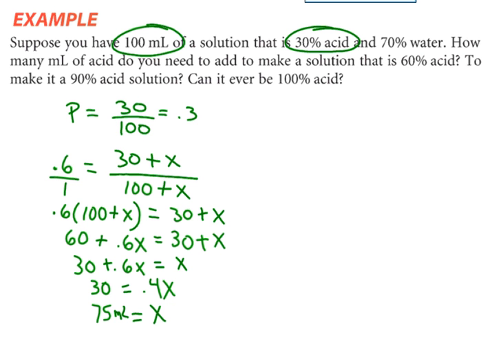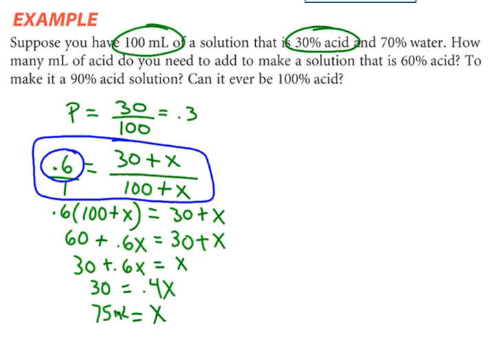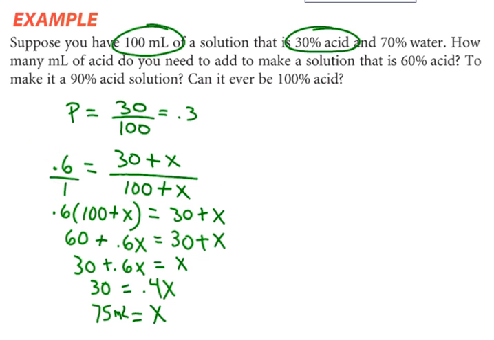All right, now the next part of the problem says how much acid would you have to add to make the solution 90% acidic. Well, what we're going to do is we're going to use the same equation right here. Instead of using the 0.6, we're going to use 0.9. So let's do that. 0.9 represents the 90% acid. We're going to have 30 plus X over 100 plus X. And we're going to solve it by cross multiplication.